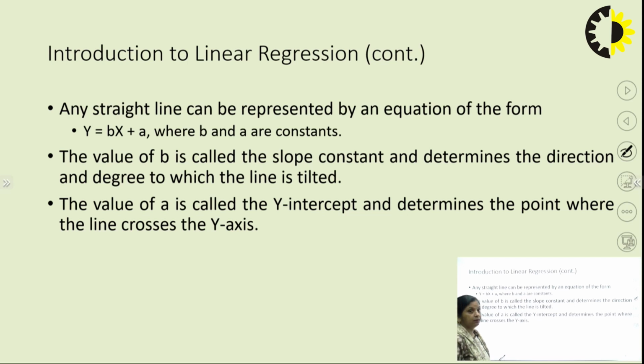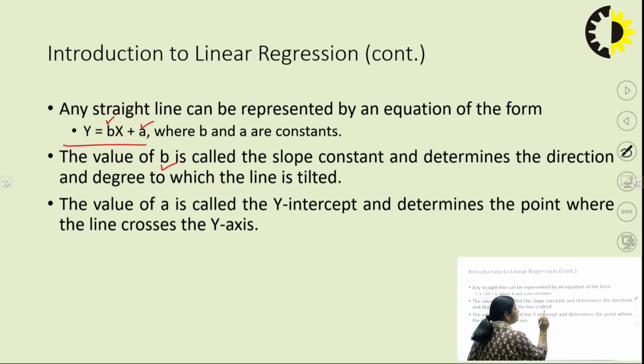Any straight line can be represented by an equation of the form y is equal to mx plus b, where m is the slope and b is the intercept. Here we are using the constants a and b, and b we are using for the slope. The value of b is the slope constant and it determines the direction and degree to which the line is tilted. For example, a line can be a standing line.